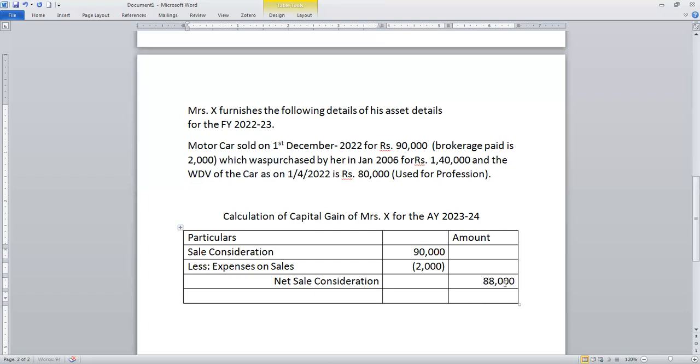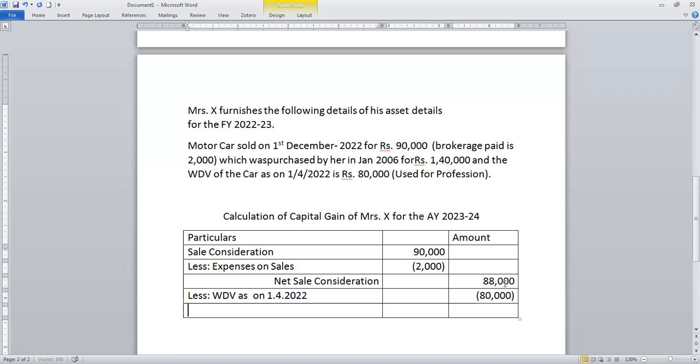Okay, now what are we going to do? We are going to deduct. Generally, for a normal asset, you will be deducting less indexed cost of acquisition in the case of long term. If it is short term, then you will be deducting only the cost of acquisition. But when you have a depreciable asset, we are going to consider only the WDV of that particular asset. So the written down value of the car as on 1/4/2022 is given in the problem. How much is the WDV? That is 80,000 is the WDV. So that I'm going to deduct.